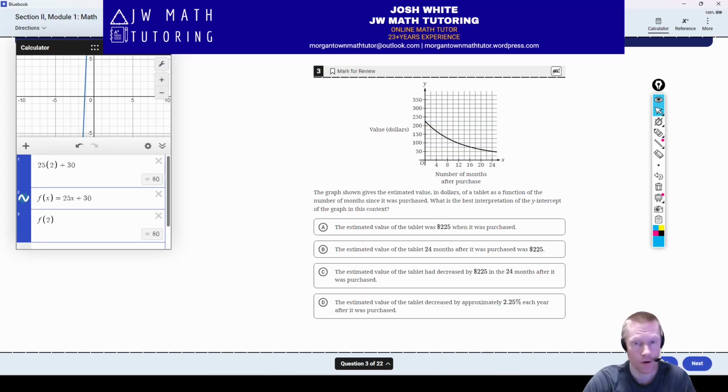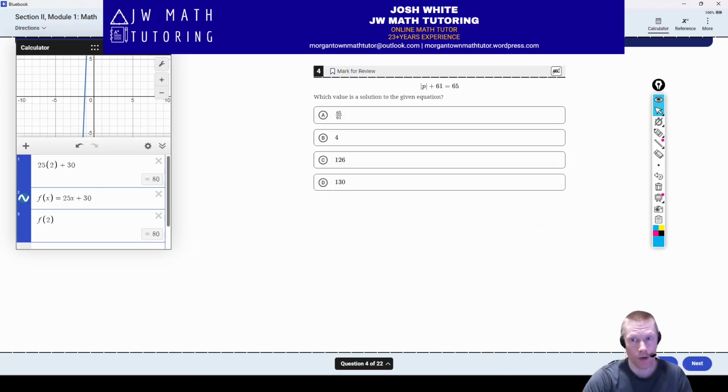All right, now for the next one, number 3. Here you have a graph. They're just asking you to interpret the meaning of the y-intercept. The y-intercept, you should be able to see, is right up here around 225. So what does that mean? Well, it just means that the initial value or starting value, that's what the y-intercept is, of this tablet was $225. So the correct answer for this is just going to be letter A.